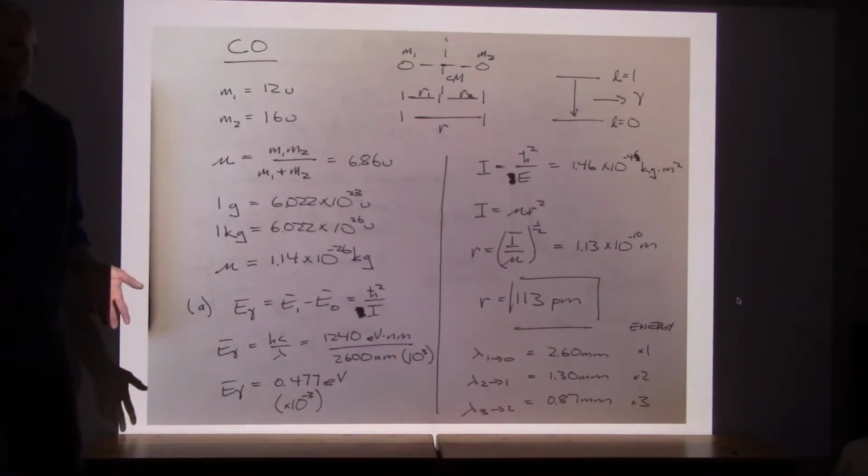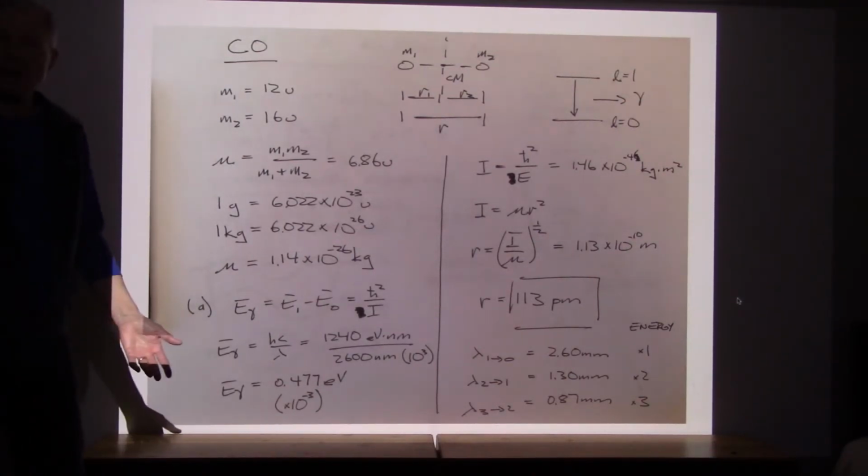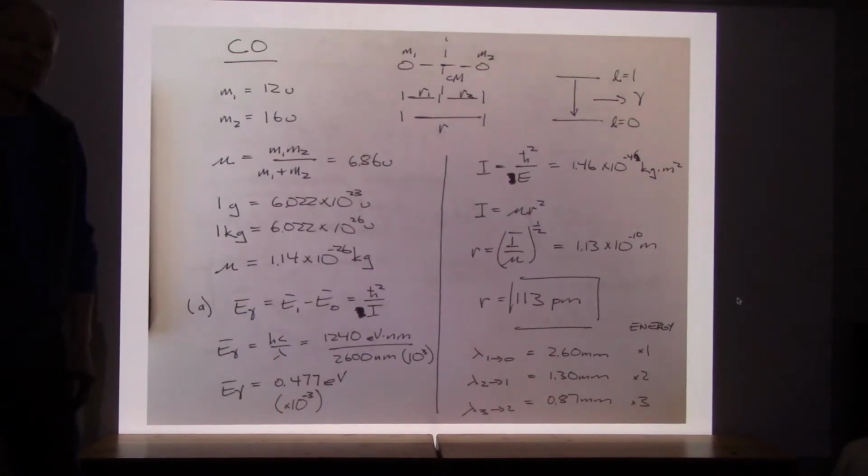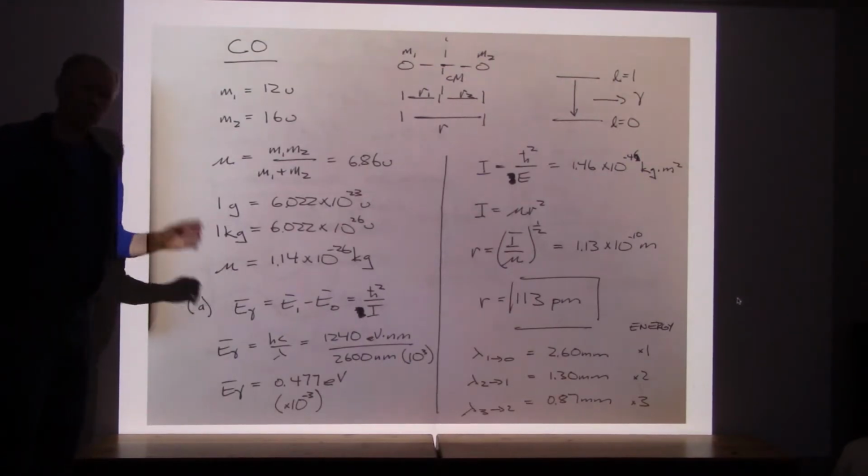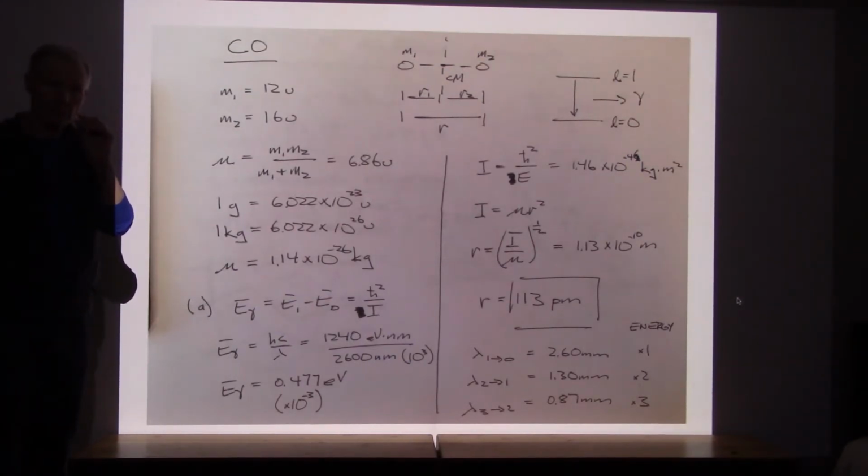Now that's a small number compared with the energies we were seeing for electrons in atoms. When we looked at electron energy states in atoms, those were many, many eV, and now we're seeing that the rotational energies are tiny, tiny fractions of an eV, so the spacing is really small.